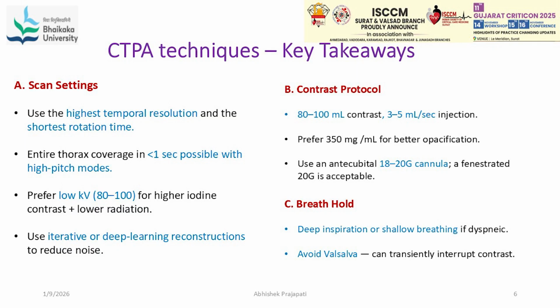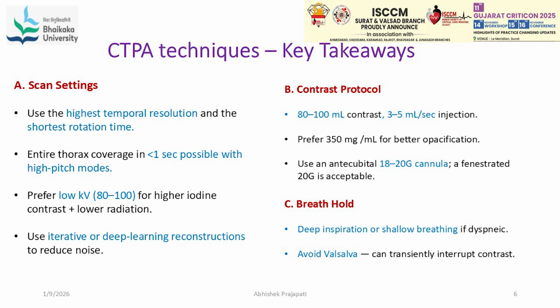Use the highest temporal resolution and the shortest rotation time. Entire thorax coverage in less than 1 second is possible with high pitch modes. Prefer low voltage, 80 to 100 kV, for higher iodine contrast plus low radiation, and use iterative or deep learning reconstructions to reduce the noise. Then contrast protocol: 80 to 100 ml at 3 to 5 ml per second injection. Prefer 350 milligram per ml, a high concentration, for better opacification. And use an antecubital vein with 18 to 20 gauge or a fenestrated 20 gauge.